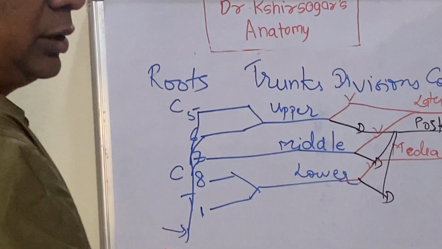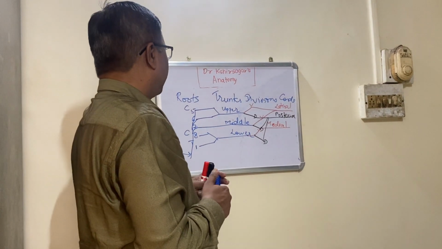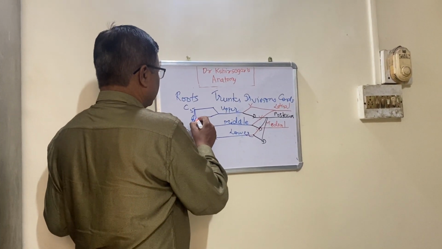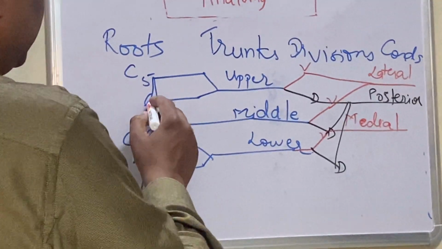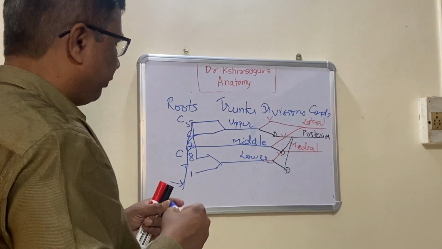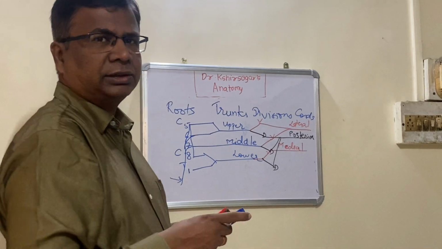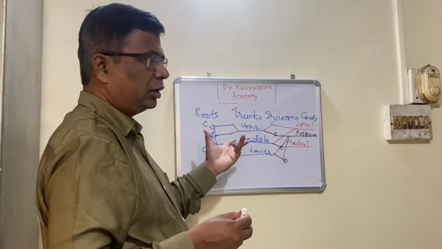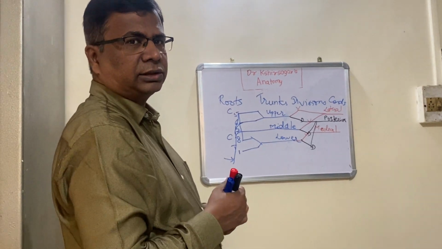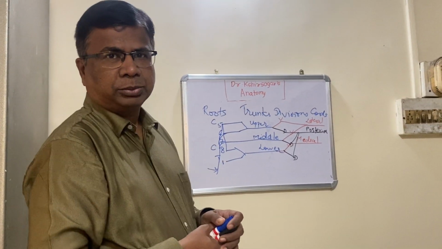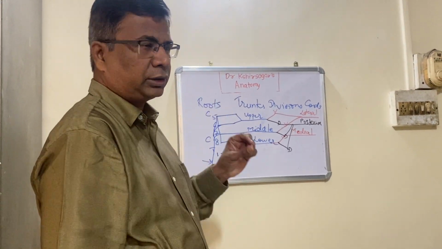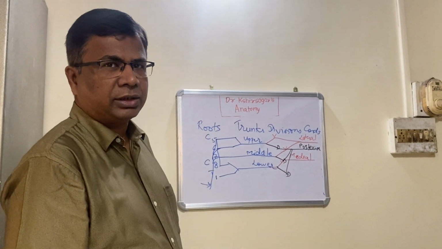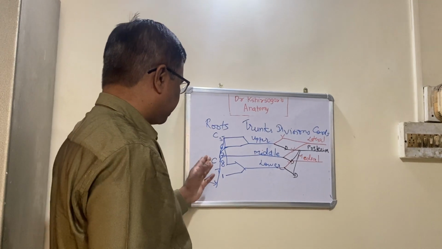nerve to rhomboids, C5 and C6. C5 and C6 will form nerve to rhomboids, and C5, C6, C7 will form long thoracic nerve or nerve to serratus anterior. So you will have dorsal scapular nerve and long thoracic nerve as branches of the roots. So roots have two branches directly coming from the roots. You will have dorsal scapular nerve and long thoracic nerve as the two branches.